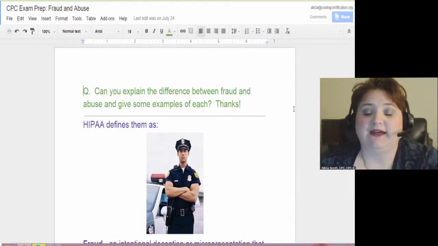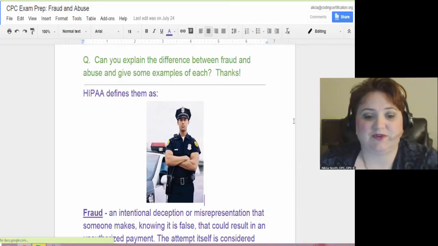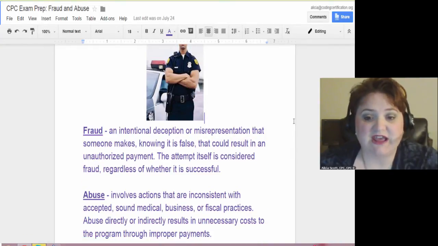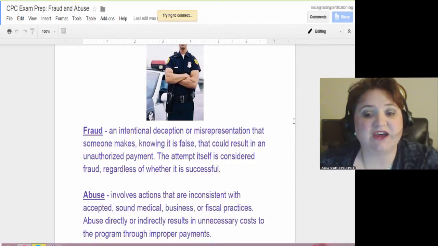All right, well, HIPAA defines fraud and abuse as follows. Fraud is an intentional deception or misrepresentation someone makes knowing it is false that could result in an unauthorized payment. The attempt itself is considered fraud regardless of whether it is successful. That's something to be noted. If you attempt it, you're still liable for fraud.